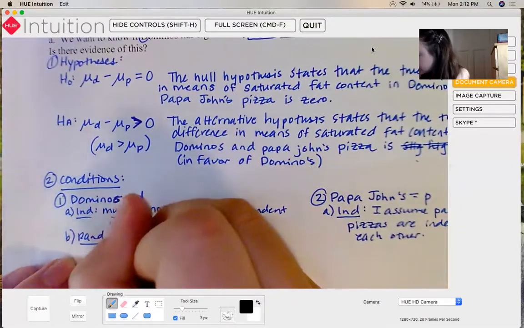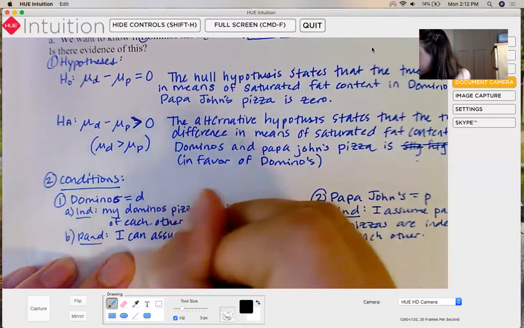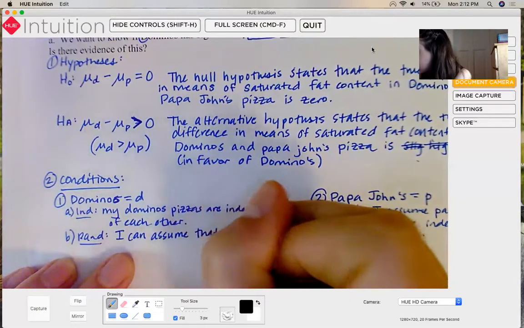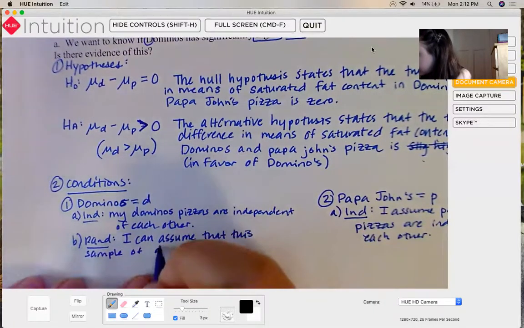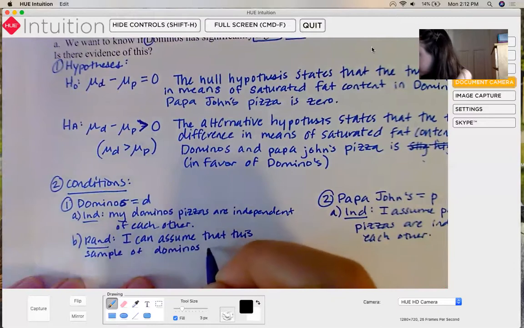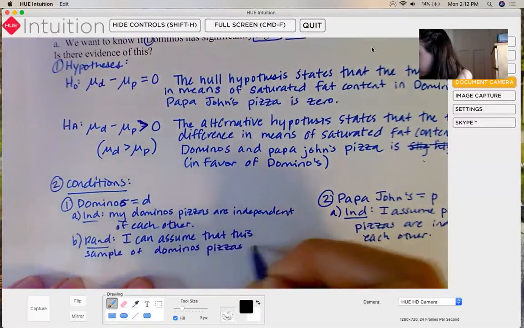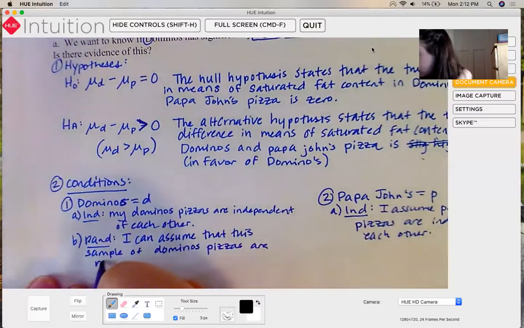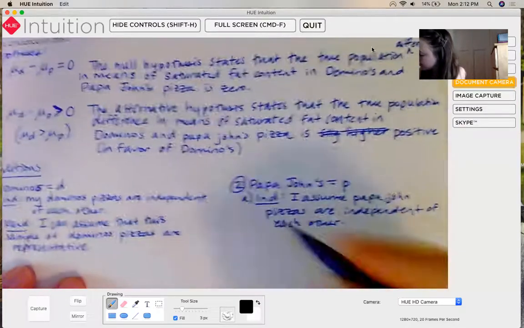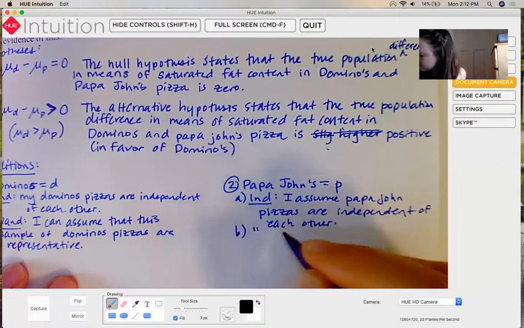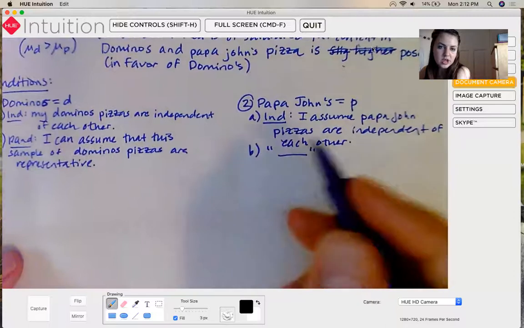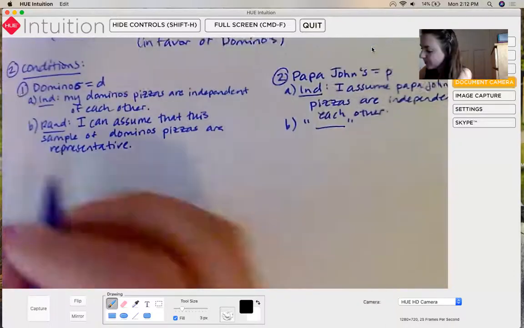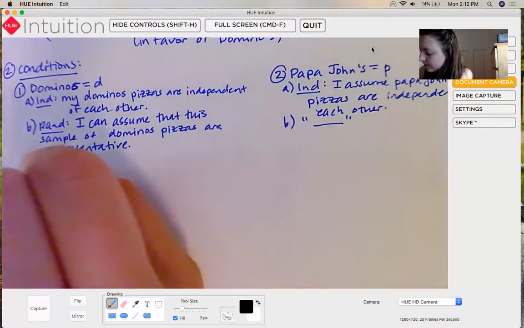I can assume that this sample of Domino's pizzas are representative. And then you would say the same thing about the Papa John pizzas. So not the exact same thing, but make sure you change it to saying the word Papa John. Now let's look at 10%.